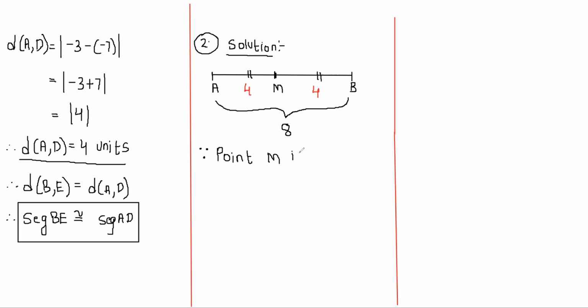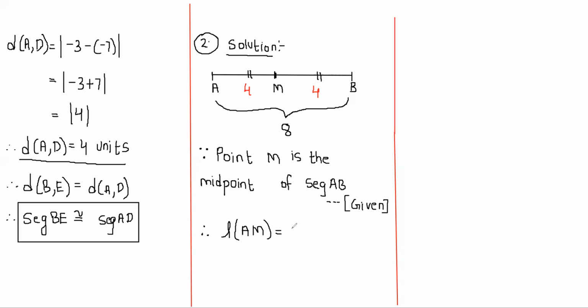Since point M is the midpoint of segment AB. It is the given information. So we'll mention in the bracket reason given. Therefore, they're asking us to find length of AM. So we write length, this is small l, length of AM is equal to half of AB. Half into length of AB.